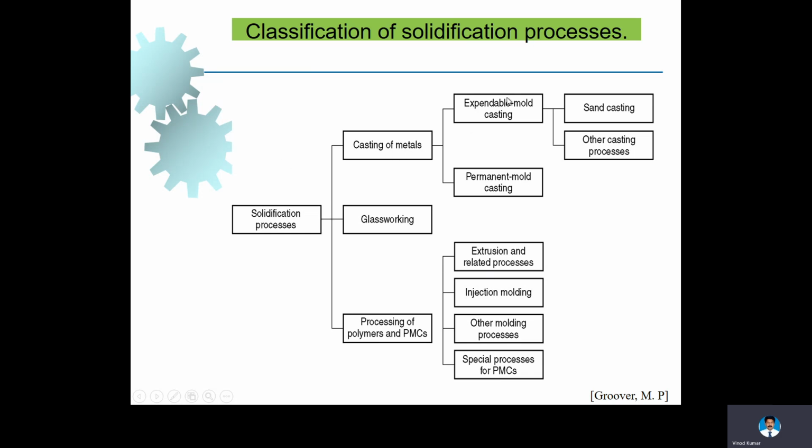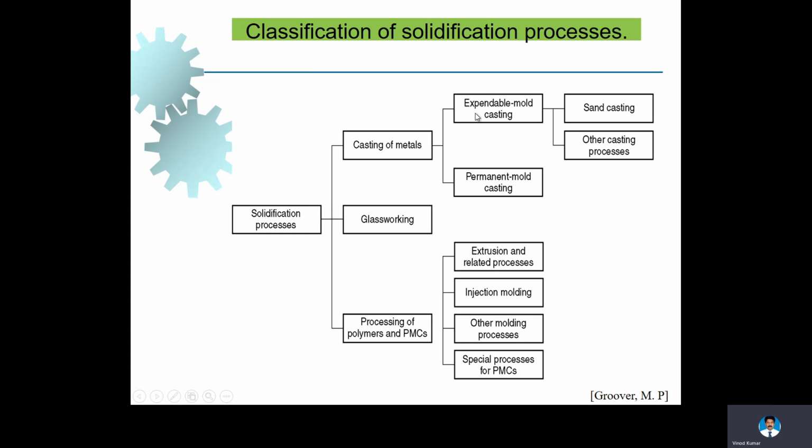Let us focus on casting of metals, how we can produce products by casting. There are two types, expendable mold casting and permanent mold casting. Expendable mold casting means once we produce a product, we have to destroy the mold to take out the product. Normally these molds are made of sand. In permanent mold casting, the mold is made of metals, which means we can reuse the mold again and again. Normally for mass production industries, we go for permanent mold casting.